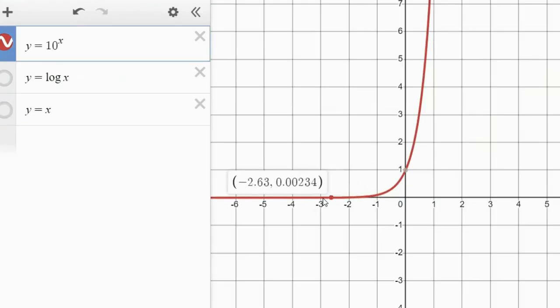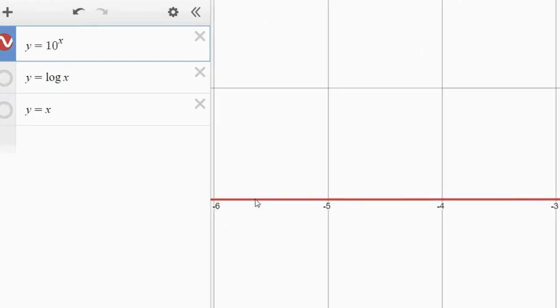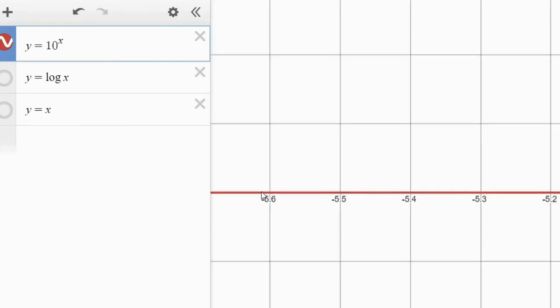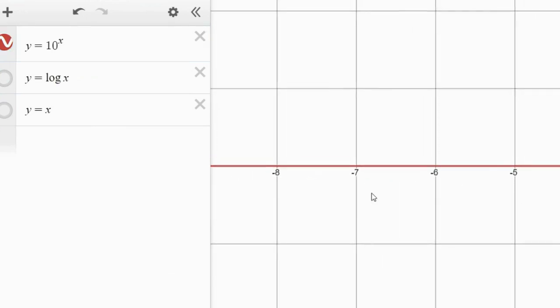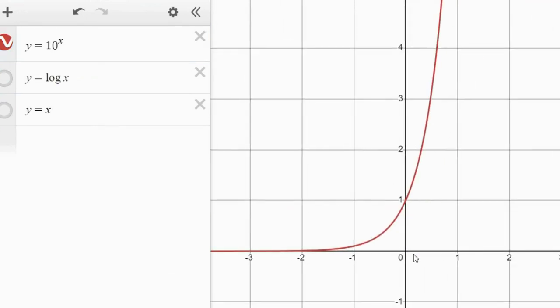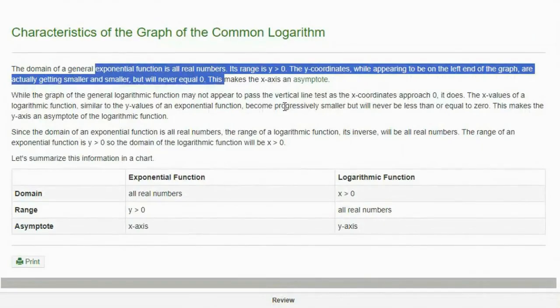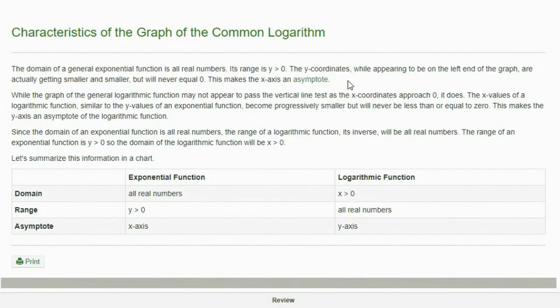This never touches the x-axis. It looks like it gets really close. It thinks it does, but if you zoom in, it'll figure out, wait a minute, that's actually not touching. It said 0 a minute ago. Now it says 0.000002. So it never, ever touches the x-axis. So the range is all y's greater than 0. Not greater than or equal to 0, but all greater than 0. That makes the x-axis an asymptote.